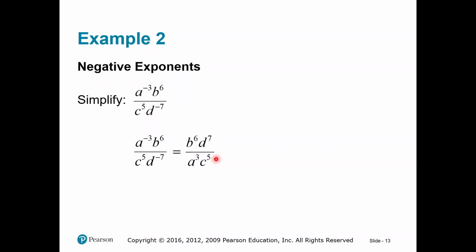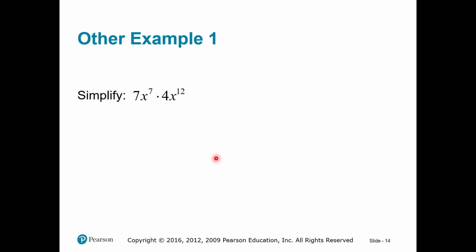Now let's put them together. So for this problem, again, same base, x, different exponents. 7 times 4 is 21, actually 28. And so 28x to the power of 7 plus 12, which is 19.